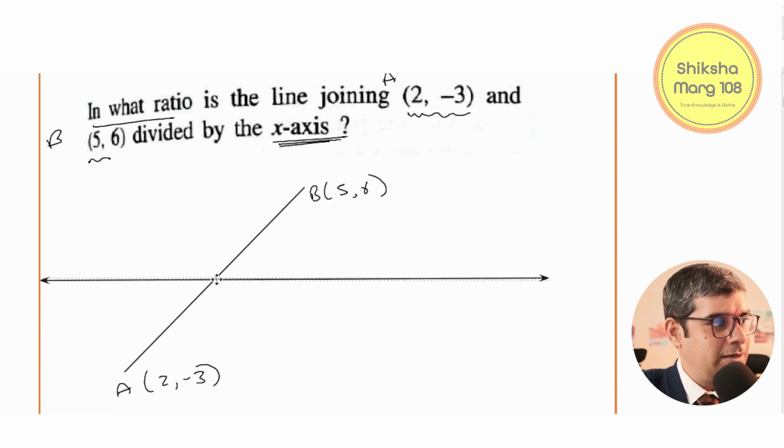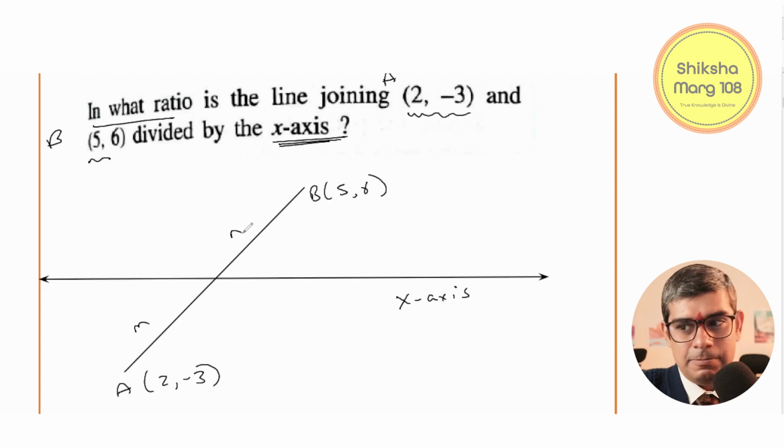I'm going to just have it over here. It doesn't matter if it's over here. We don't know the ratio. I'm going to write this down as x-axis, and this is dividing the line segment AB in the ratio m is to n. Okay, this is m is to n.